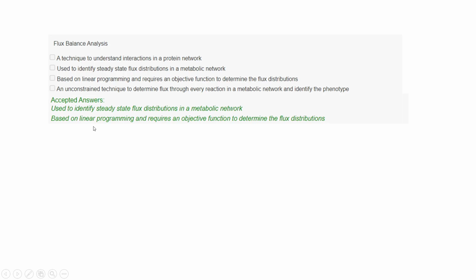This is not true. This may seem to be true: an unconstrained technique to determine flux through every reaction in a metabolic network and identify the phenotype, but we cannot identify the phenotype using FBA. It's just the solution set you're getting, the set of solutions that are possible. So phenotype you are not getting from flux balance analysis. So moving on.